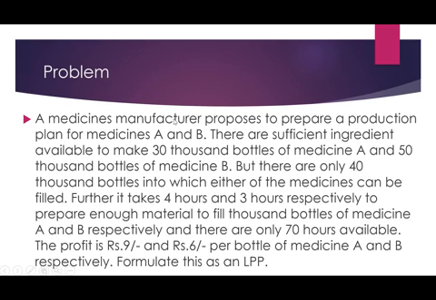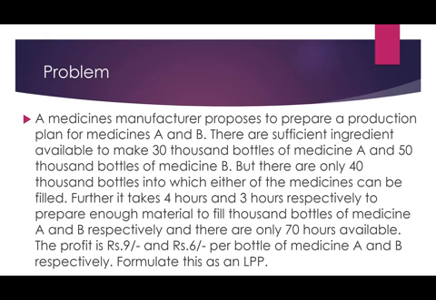A medicines manufacturer proposes to prepare a production plan for medicines A and B. So two types of medicines are being manufactured, medicine A and medicine B. There are sufficient ingredients available to make 30,000 bottles of medicine A and 50,000 bottles of medicine B. So here the availabilities are given with respect to individual medicines.